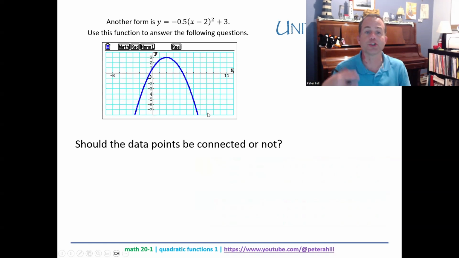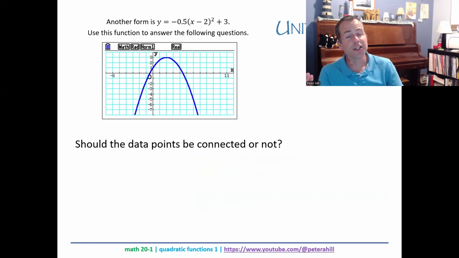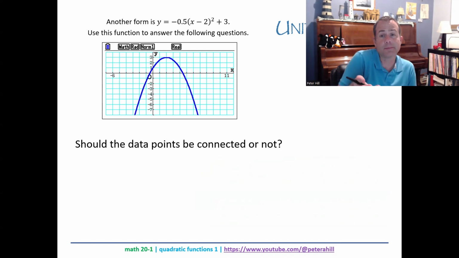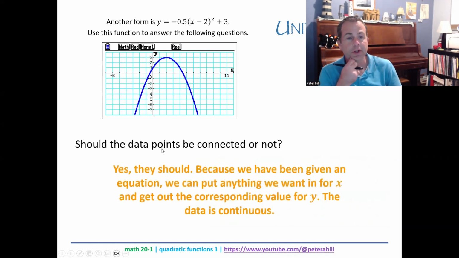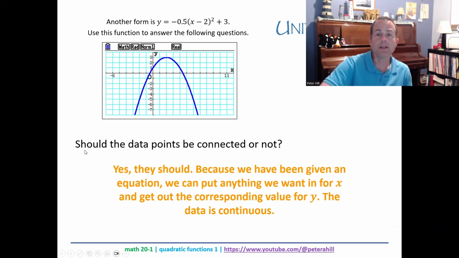Okay, so the first question, should the data points be connected or not? Do you know what? That's the exact same answer the last time I asked you. This time I'm given an equation. It's a different form, but I'm given an equation. When I'm given an equation, I can definitely connect those dots together. So yes, they should. Because we have been given an equation, we can put anything we want in for x and get out a corresponding value for y. The data is continuous, okay?